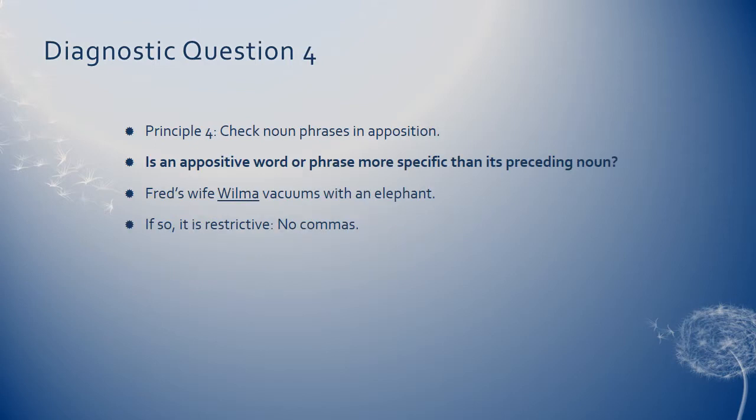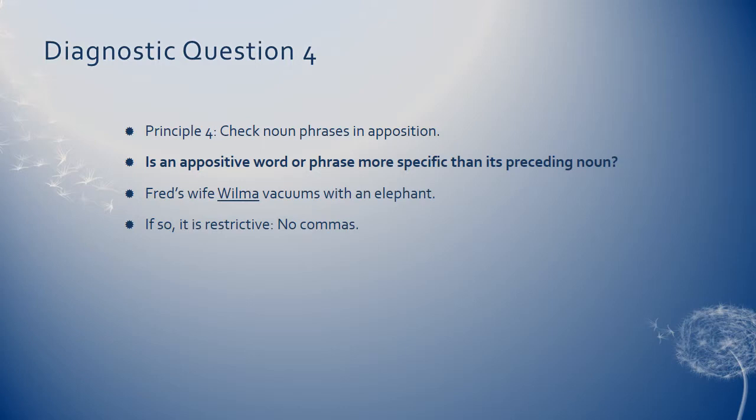Diagnostic question 4, the principle. Check noun phrases in apposition. Is an appositive word or phrase more specific than its preceding noun? For instance, Fred's wife, Wilma, vacuums with an elephant. If so, it is restrictive.